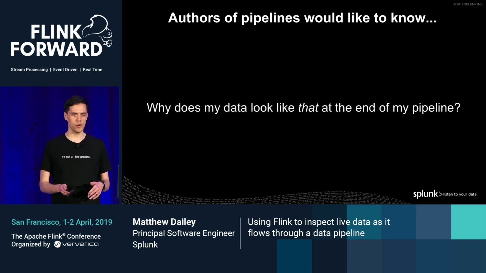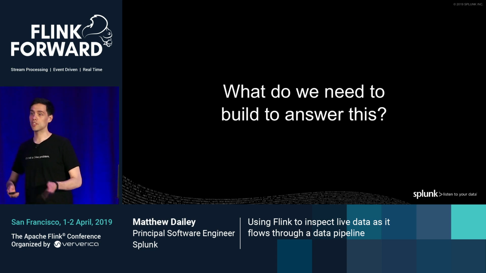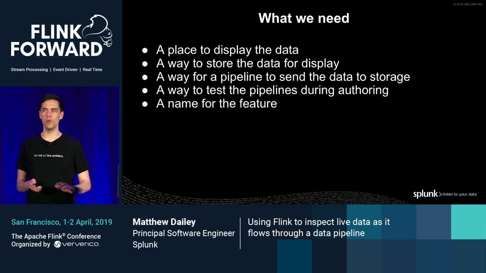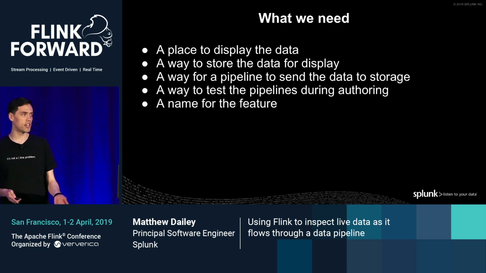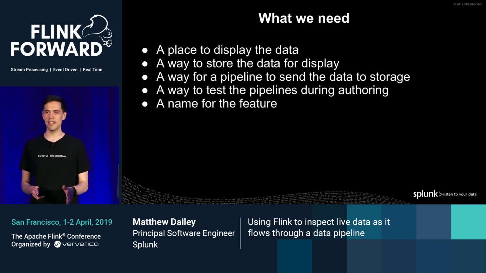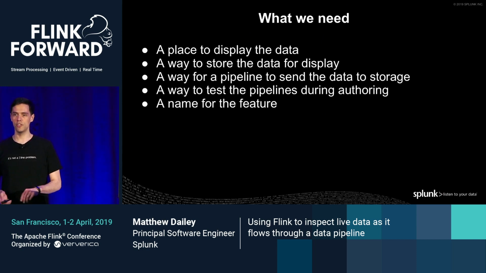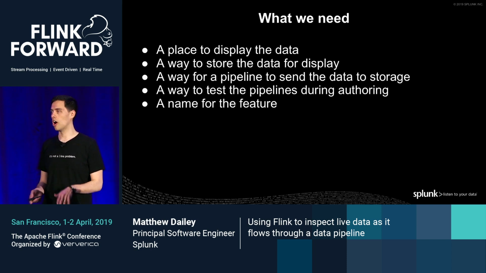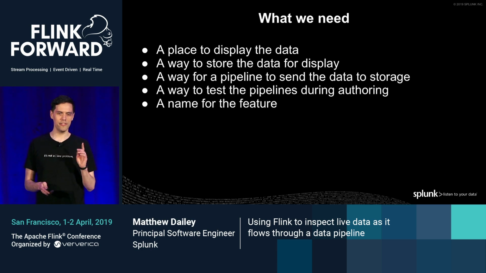After hearing questions like that, we had to ask ourselves what we need to build to answer them. So we sat down and asked what things we actually need here. First, we need a place to display the data. That's the user interface I already showed you. We need a way to store that data to display it later. We need a way for the pipeline to send the data to that storage layer. We also need a way to test the pipeline during authoring. That's going to be one of the really important pieces I'll touch on in a second. And at the very end, we need a name for this feature.